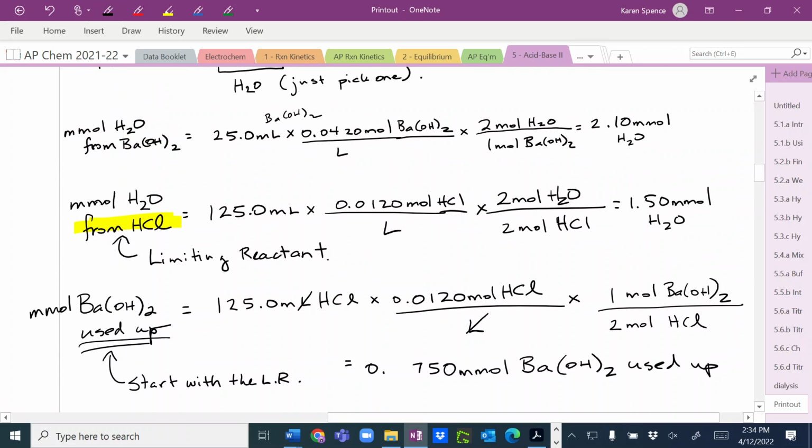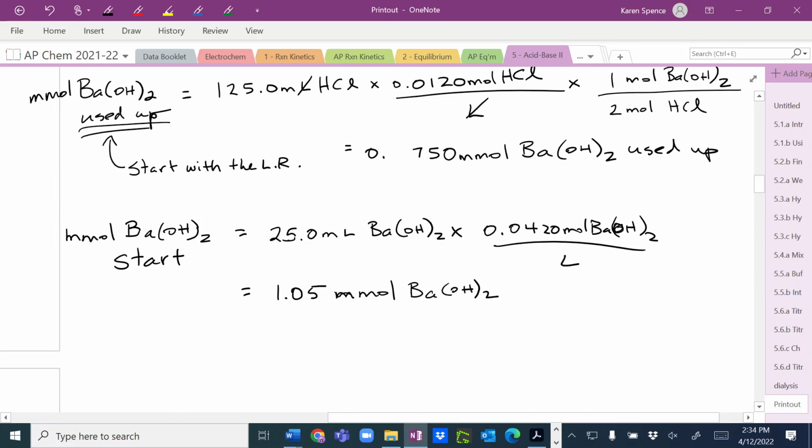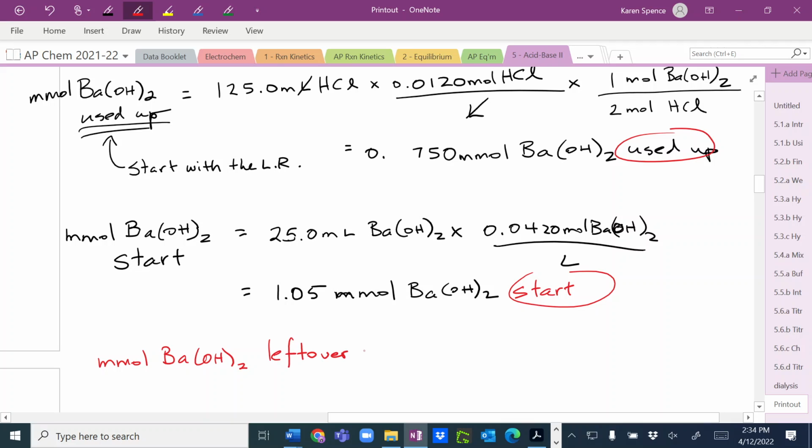It was 0.042, wasn't it? Yeah. So that's how much we had at the start. This is how much we used up. So the millimoles of BaOH2 left over is equal to 1.05 minus 0.750. So the amount at the start minus the amount used up.